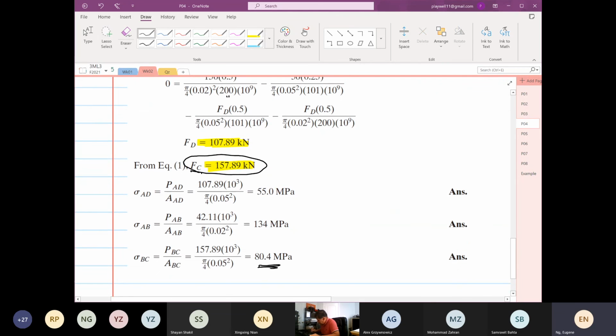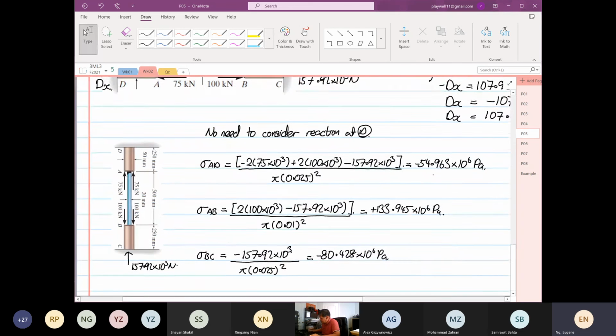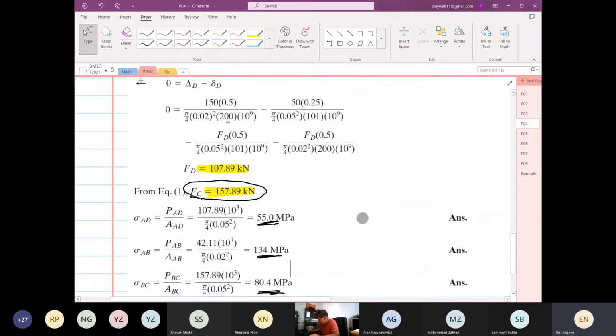They got 80, 134, 55. They did not put in the sign. There's a sign involved. Okay, so 55, 134, and 80. So 54, which is close, 134, yep, 80. Okay, so the answer is exactly the same. So what we have done is opposite to what the book has done, or the solution manual.